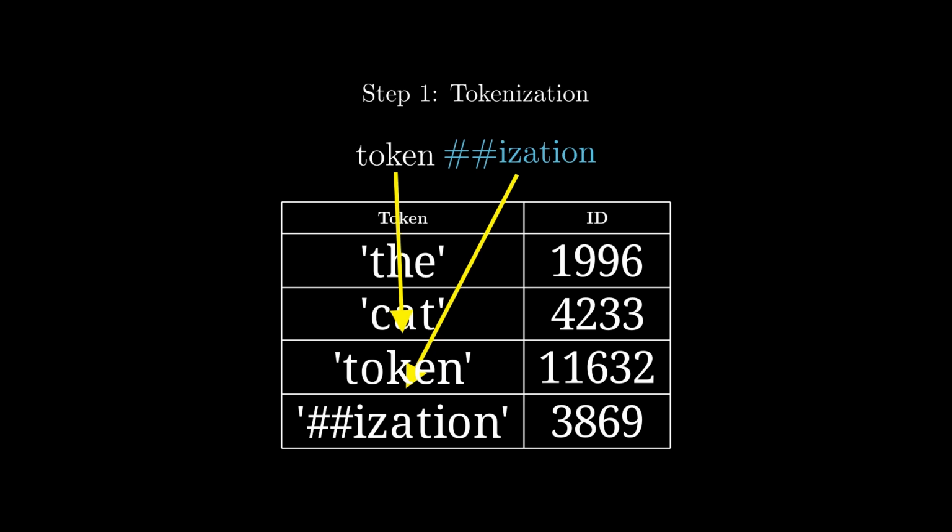11,632, 3,869. This is the final output of the tokenization step. Our entire input text, no matter how long or complex, is now represented as a sequence of numbers. These numbers are just identifiers, though. They don't carry any intrinsic meaning about the words they represent. The number 11,632 doesn't inherently mean token any more than 3,869 means ization. Giving these numbers meaning is the job of the very next step in the transformer architecture, the embedding layer, and that is exactly what we will explore in the next scene.